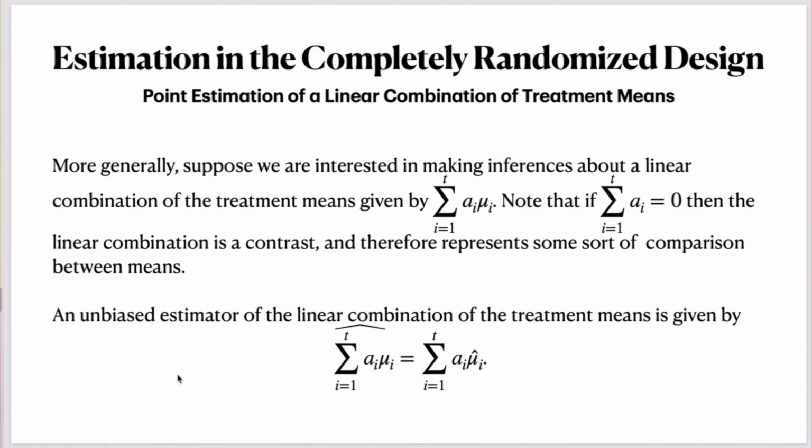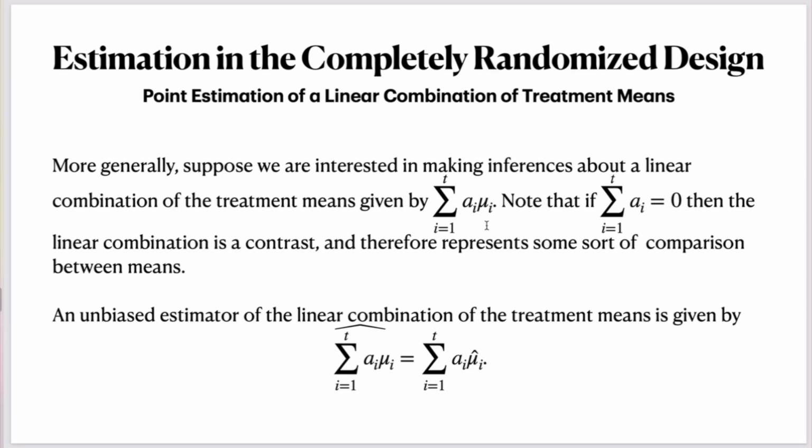All right, now we're going to look at estimation of a linear combination of treatment means. And this is a generalization of what we've looked at in the last bit of material here. So more generally, suppose that we are interested in making inferences about a linear combination of the treatment means, given by this expression here. It's the sum, I going from 1 up to t, the number of treatments, the terms in the sum being a sub I times mu sub I. So this is a linear combination of the treatment means.